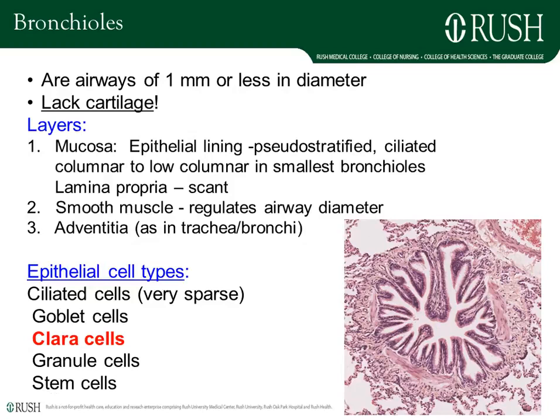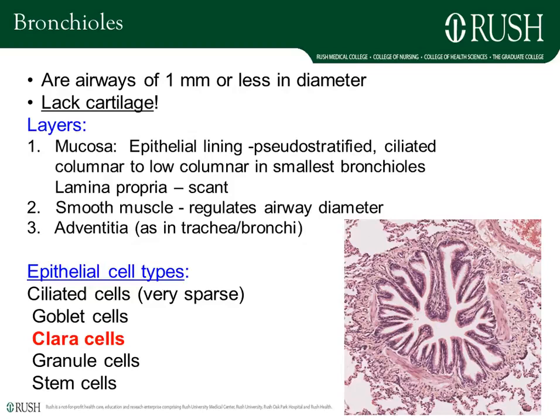And it's this smooth muscle that contracts and can regulate the airway diameter. The smooth muscle can contract and stay contracted, and in that case, that's what happens in asthmatic attacks. So outside the smooth muscle layer, you have adventitia, which is just the connective tissue layer.